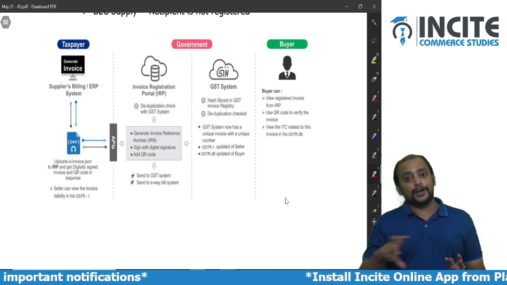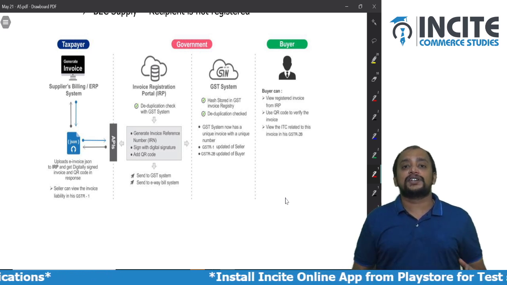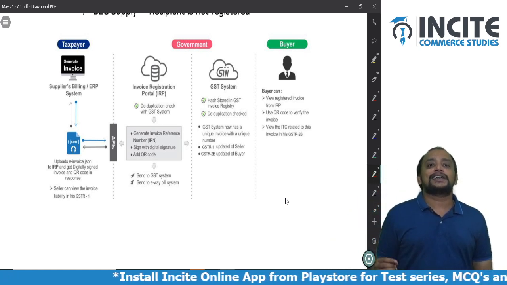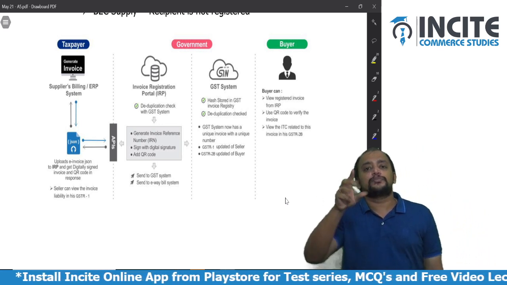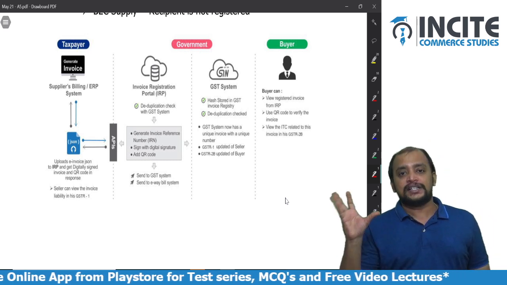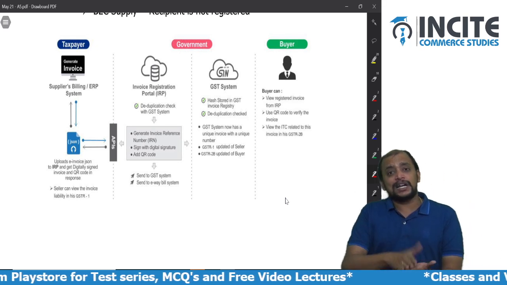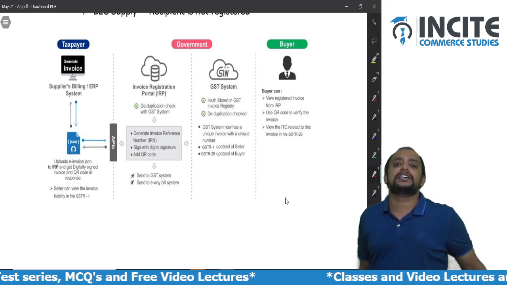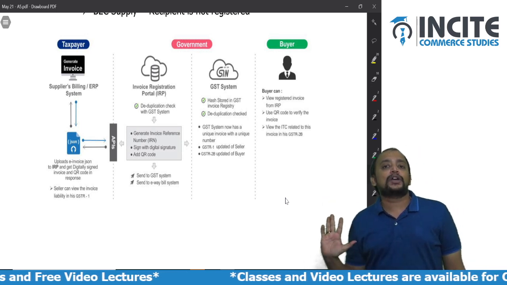So this is the process. You need to remember this. Maybe some case-based questions will be asked, or they will ask: the invoice registration portal shall assign a few details to the invoice, explain those details. So just three points you need to write. Okay. So this is the process of e-invoicing. A normal invoice, when it has three things, will be called an e-invoice: invoice reference number, QR code and digital signature. That will be called an e-invoice.